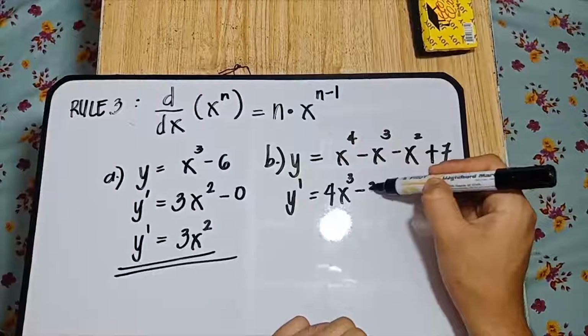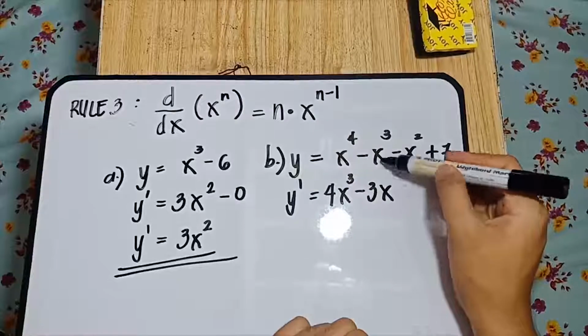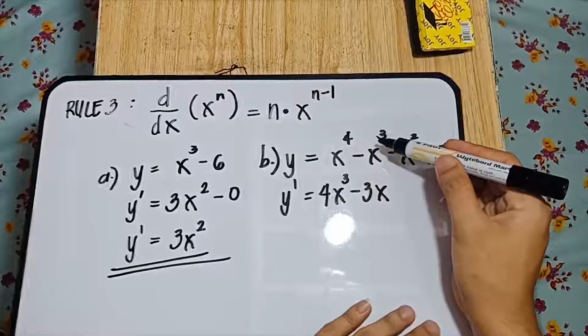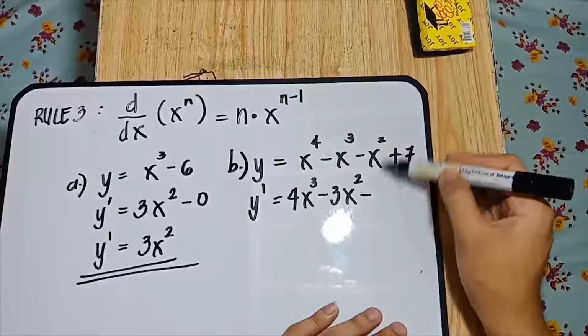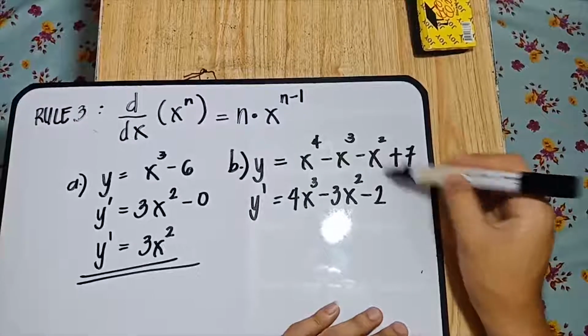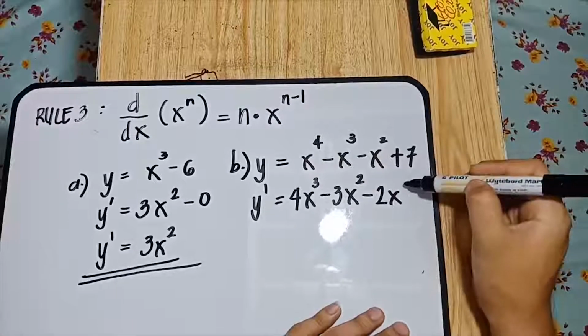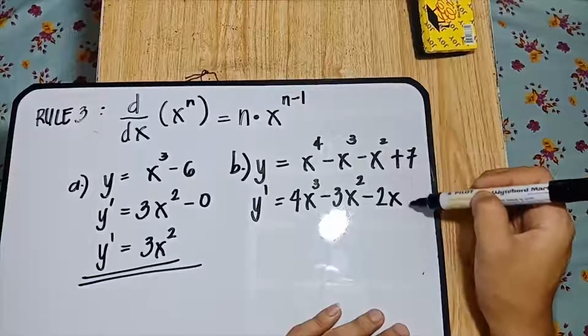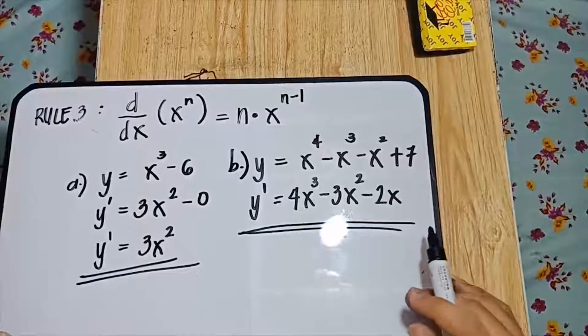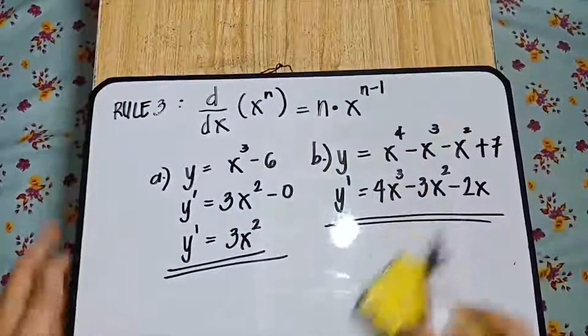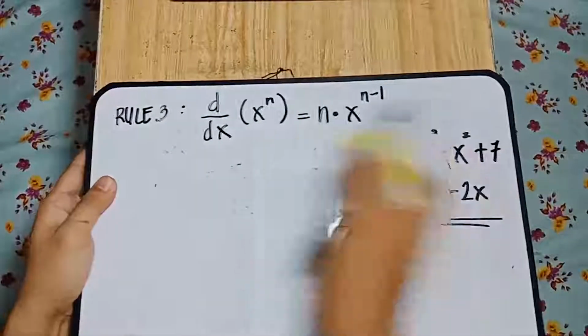Minus, baba mo yung 3. Copyhin mo yung x, mababawasan ng 1 yung kanyang exponent. Minus, copyhin mo yung 2, baba mo yung 2. Then, copyhin mo yung x, mababawasan ng isa yung kanyang exponent. Plus 0. Hindi ko na ilalagay yun. And that is our final answer. That is power rule. Okay? That's rule number 3 nito.